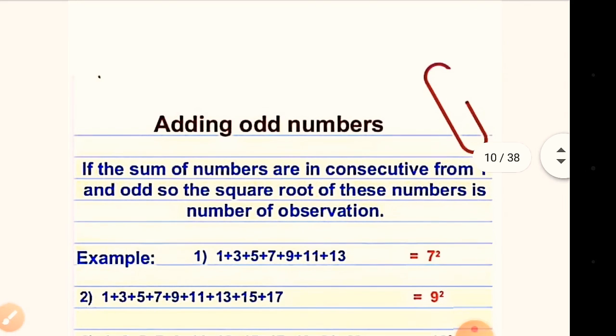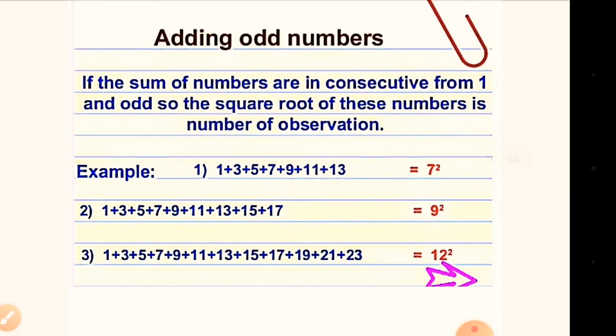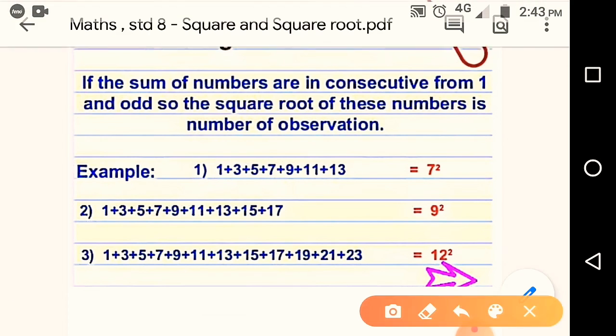Now next is adding odd numbers. If you add odd numbers, then what happens? If the odd numbers are in consecutive form, that means they should be in a sequence, order wise, in a line. So the square root of these numbers is the number of observations. So this is a type of pattern. There are many patterns in this chapter, square and square root. So we will discuss the pattern.